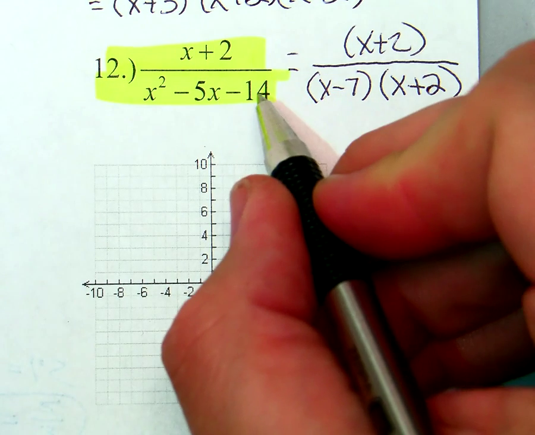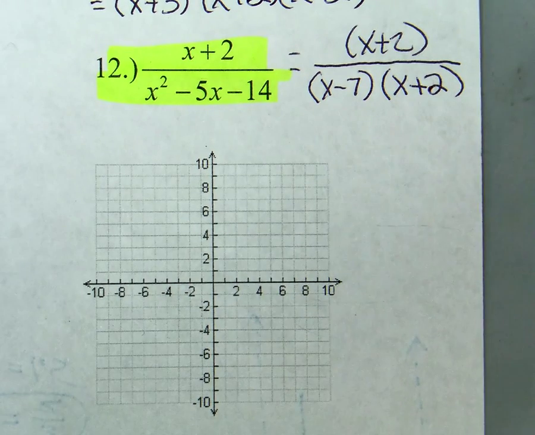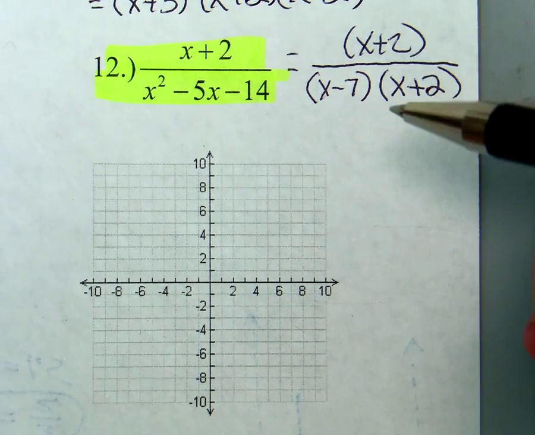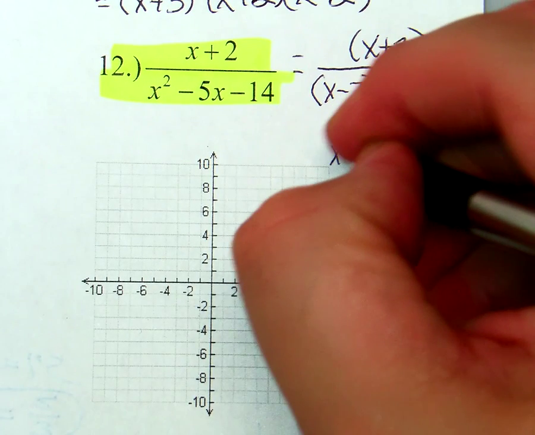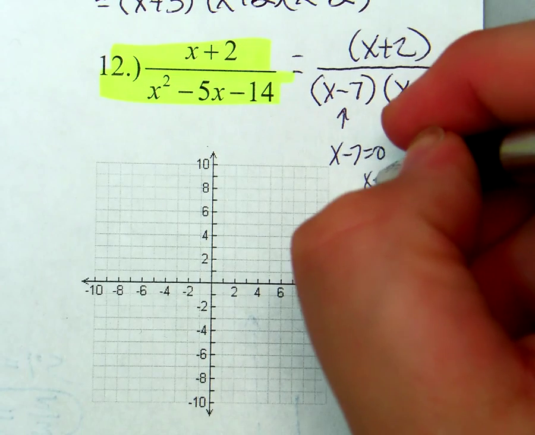Things are working good. Now, do I have a vertical asymptote anywhere? x minus 7. So I'm going to say x minus 7 equals 0 because I can't divide that one out. So x is equal to 7. At 7, I'm going to put a dashed line.